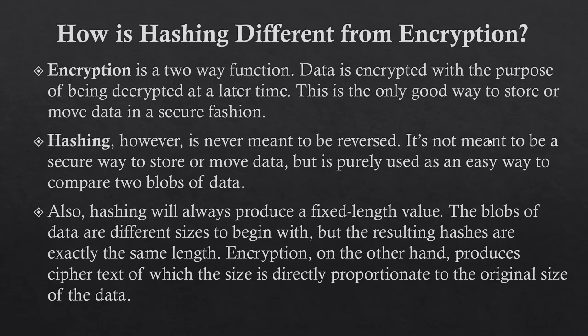Also, hashing will always produce a fixed length value. The blobs of data are different sizes to begin with, but the resulting hashes are exactly the same length. Encryption, on the other hand, produces ciphertext of which the size is directly proportionate to the original size of the data.